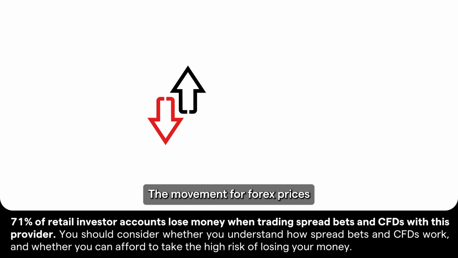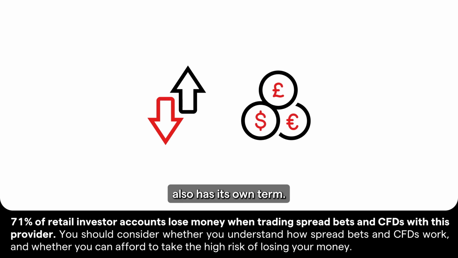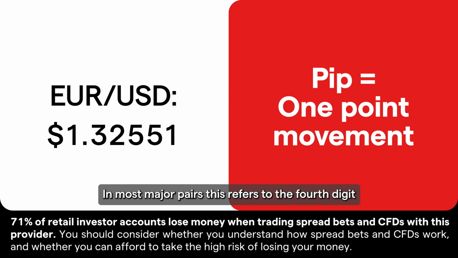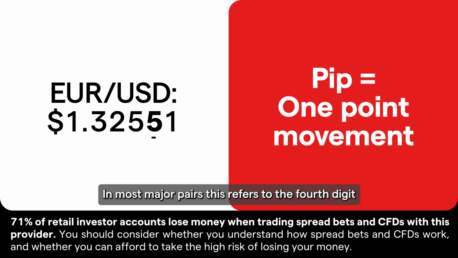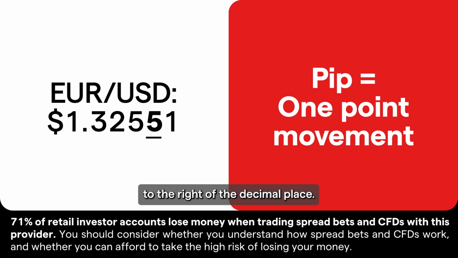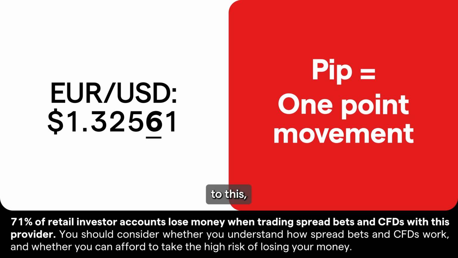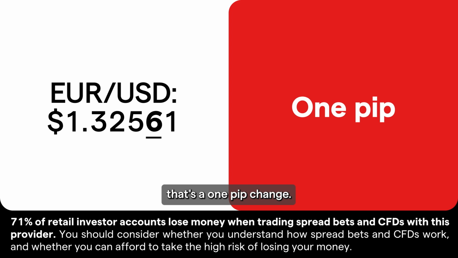The movement for Forex prices also has its own term. A one-point movement is called a pip. In most major pairs, this refers to the fourth digit to the right of the decimal place. So, if the euro-dollar price changes from this to this, that's a one-pip change.